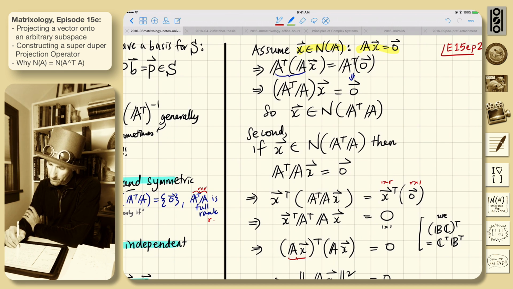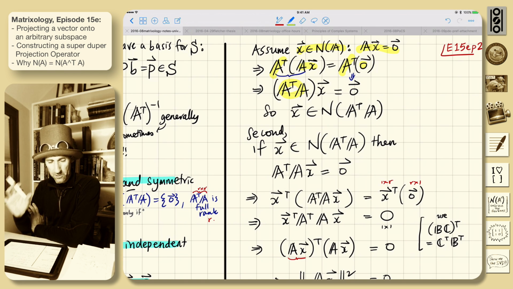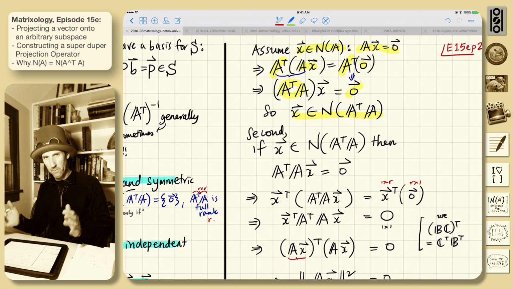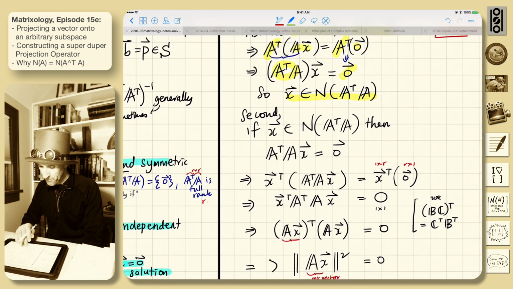So how do we get that? Well, we can just take our equation, pre-multiply by A transpose on both sides, rearrange this so we've regrouped things. So we've got A transpose A on the left times X. This is A transpose times the 0 vector. So A transpose A times X equals 0. So therefore it's in the null space of A transpose A. It's exactly what the definition of null space is.